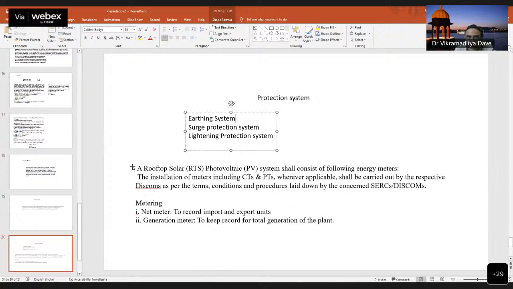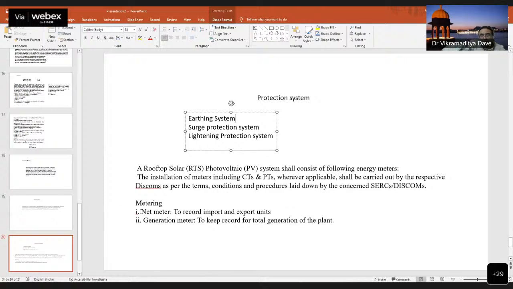Two types of meters are being provided. One is called a net meter. Now your residential energy meter will be replaced by a net meter, where there will be accounting of how much you are taking from the grid, and how much you are consuming.